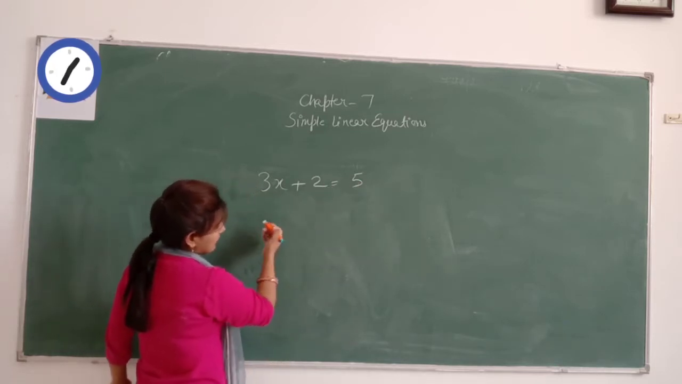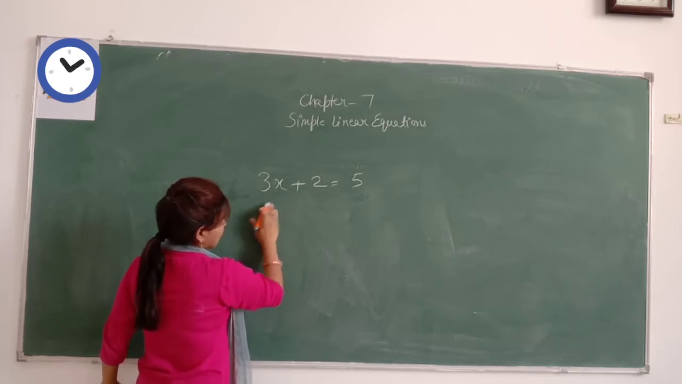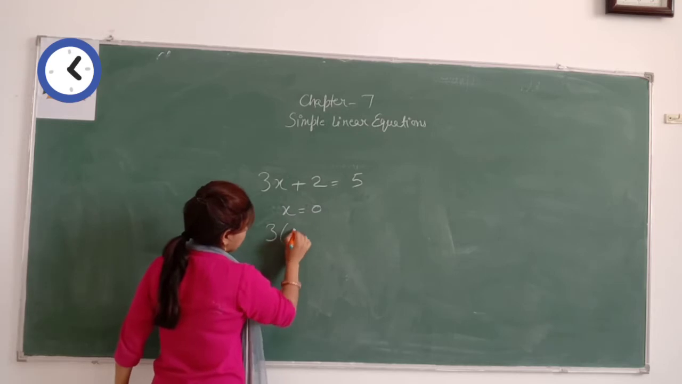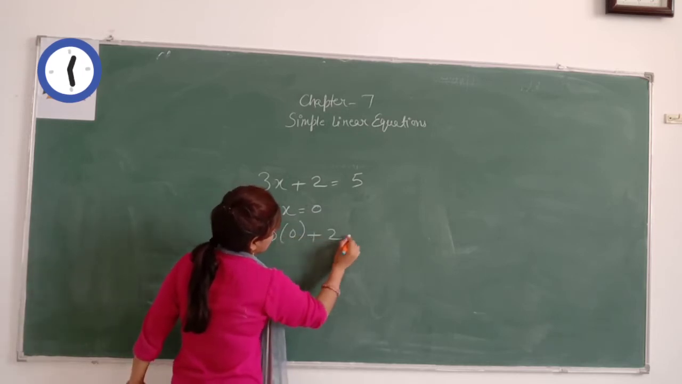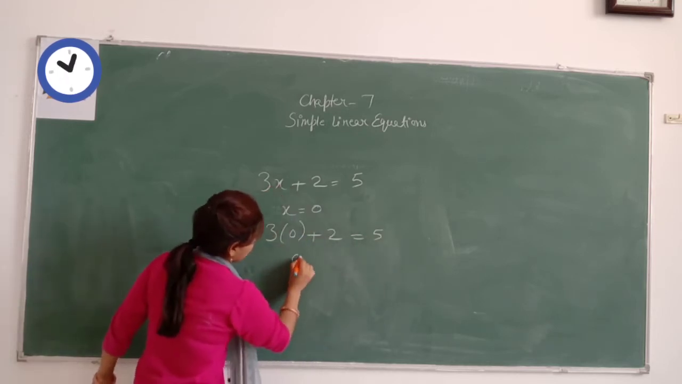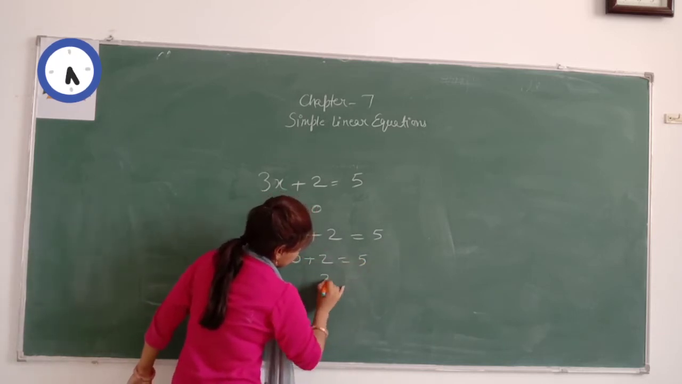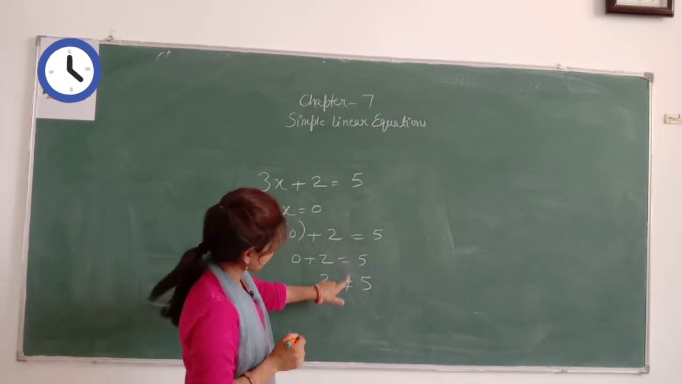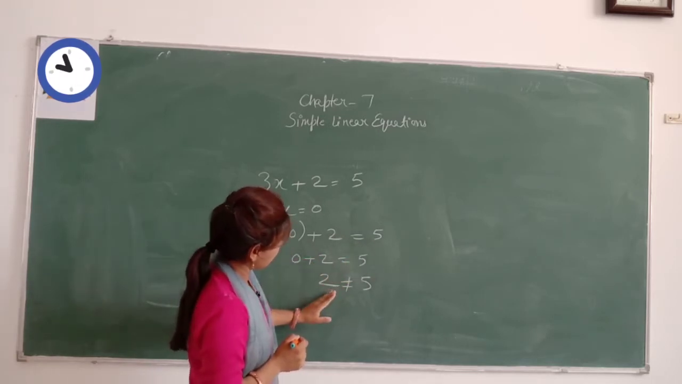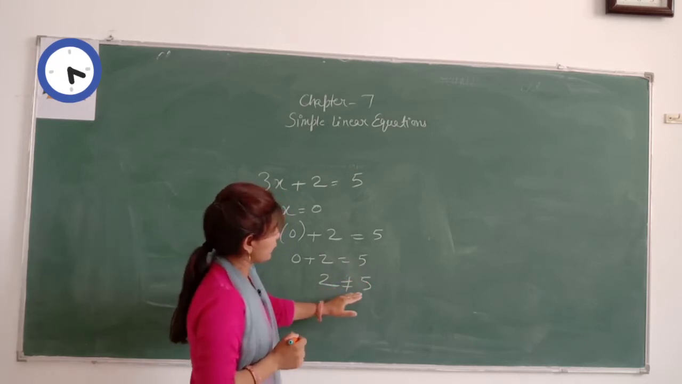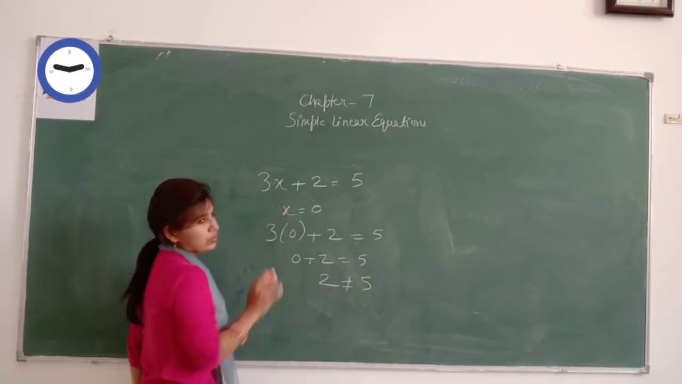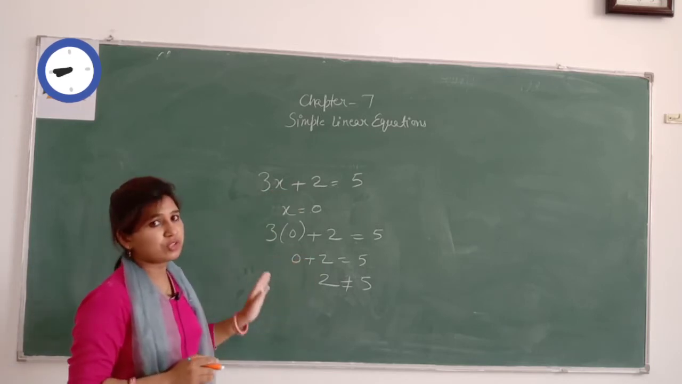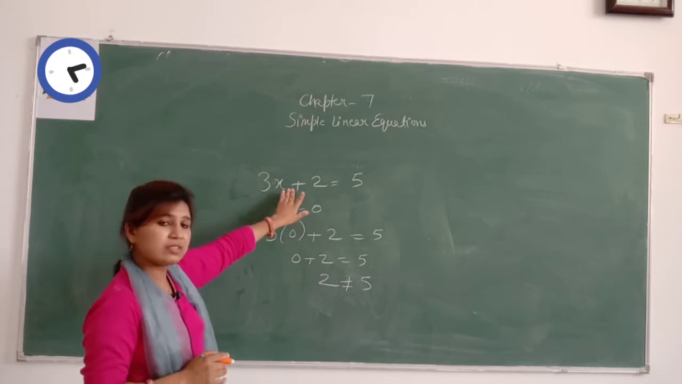See बच्चे, if you will take x is equals to 0, put it in this equation, 3 into 0 plus 2 is equals to 5. You will see here 0 plus 2 is equals to 5, that is 2 is not equals to 5. बच्चे, this statement here you can see it is equals to 5. But what you get? 2 is equals to 5. That is not possible. 2 is not equals to 5. It means that x is equals to 0 is not the solution of this equation because it is not satisfying this equation.